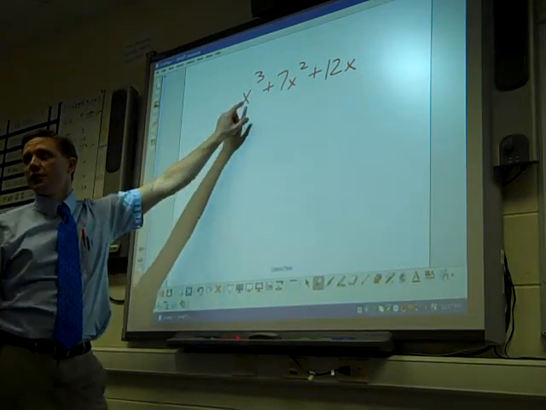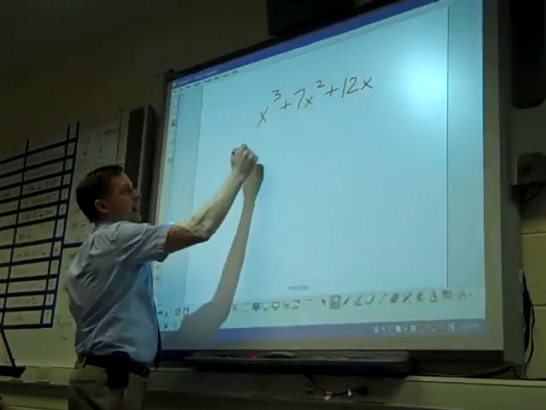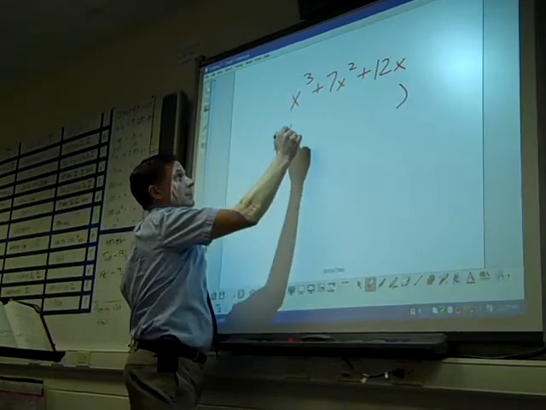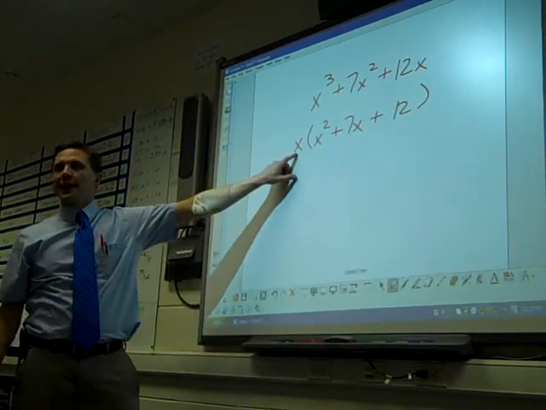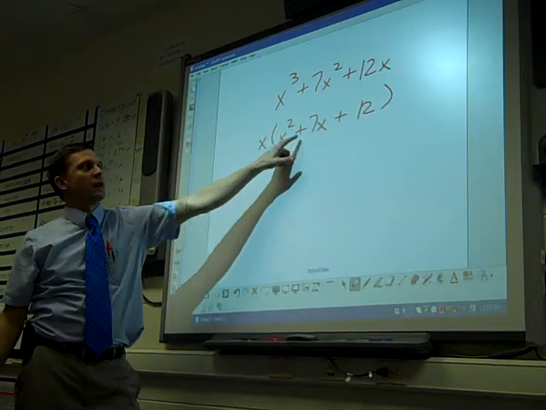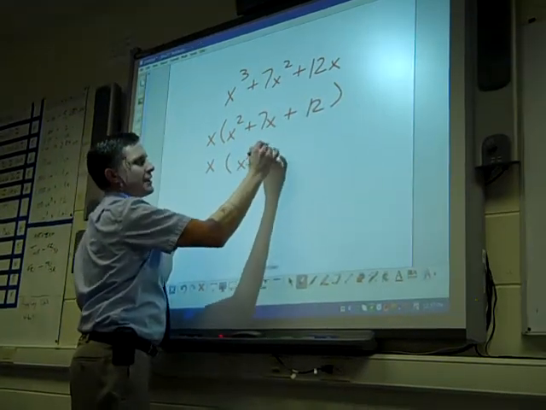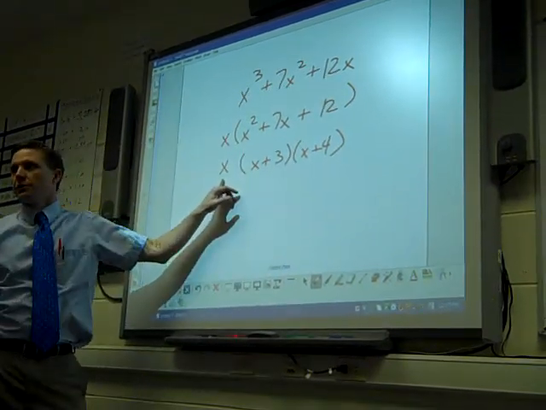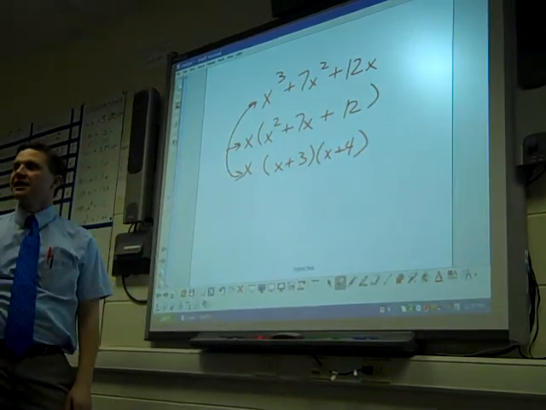But look at the terms. X cubed, 7x squared, and 12x. What do you notice? What's common? X. Like we've been doing, if I pull an x out, take a look what happens. I get x times, and now I have a trinomial here: x squared, 7x, 12, same as the page before. And I can do this. If I took the time to multiply this all out, you would get that these are all equivalent.